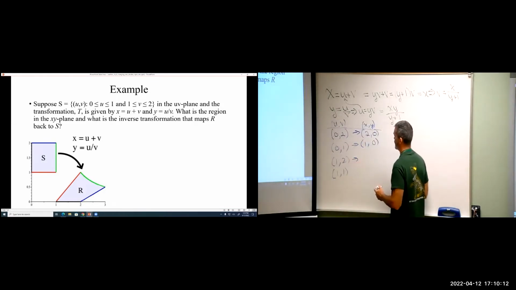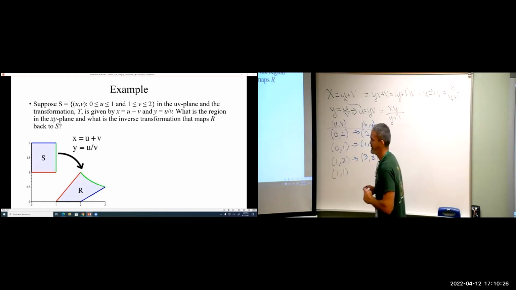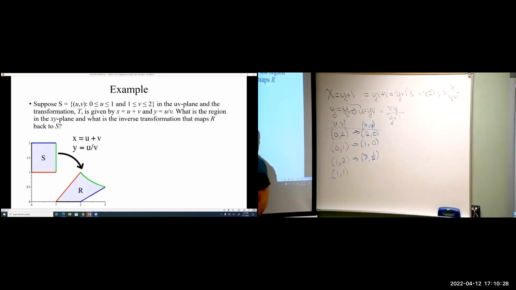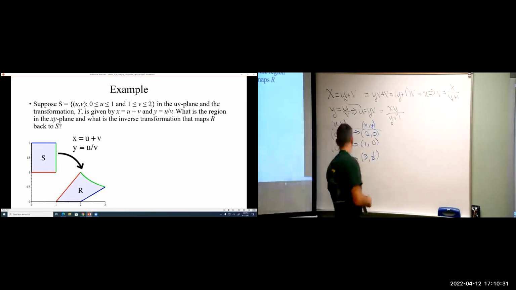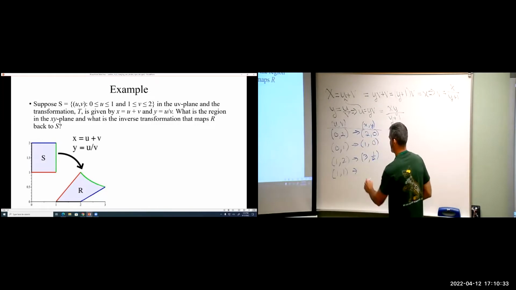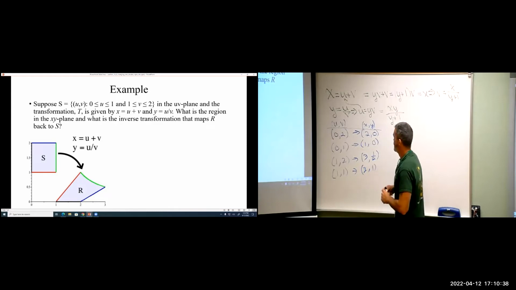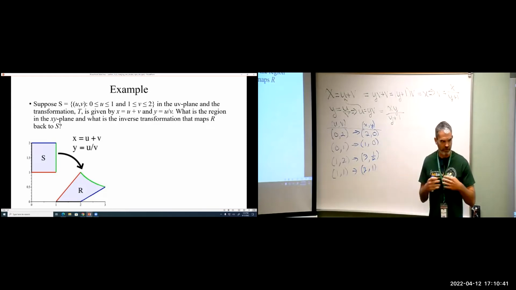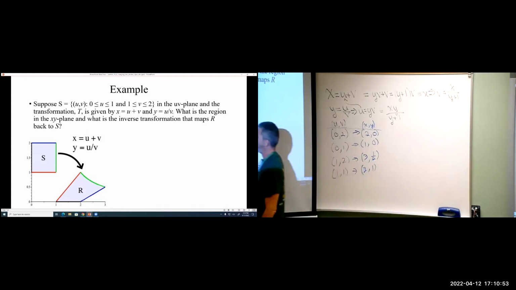Okay, 1, 2. What's it going to be in X, Y? 3 and 1, comma 1/2. That guy right there. And last one, 1 comma 1 is 2, 1. Right. So this is going to be something we're going to do in another example, because this is normally what you do first: you transform all the corner points, because the corner points in one region will be corner points in the other region. Okay, so we've taken all 4 of these corners and transformed them over to these corners.